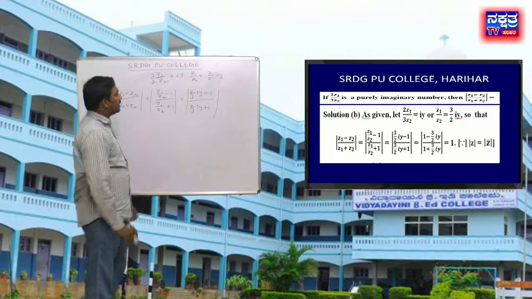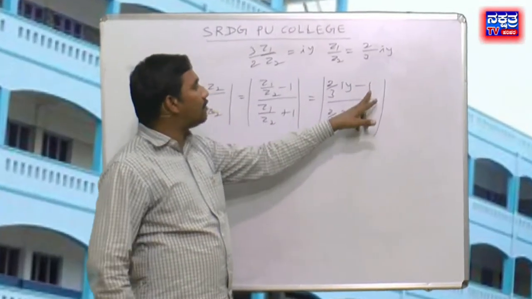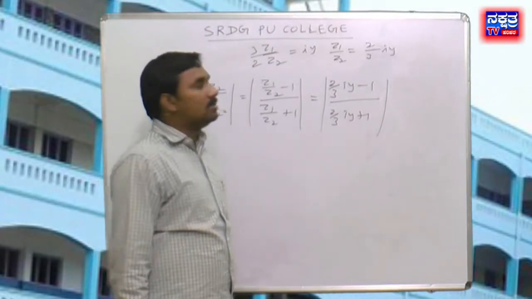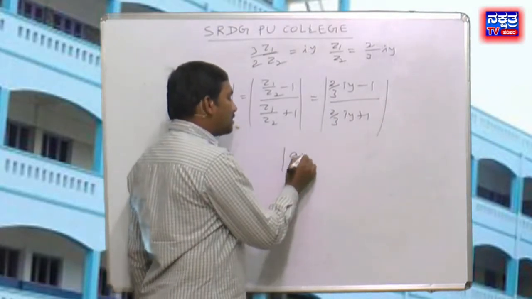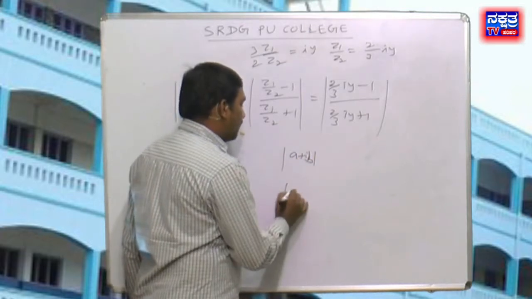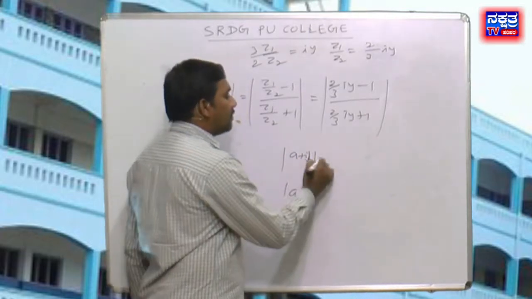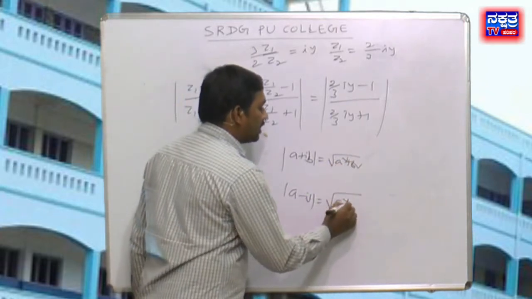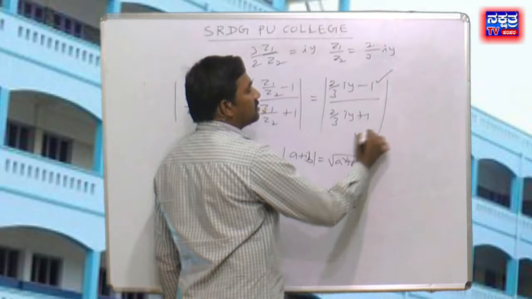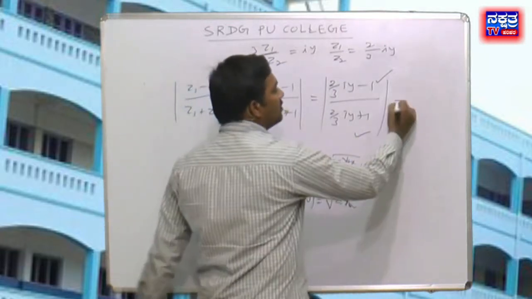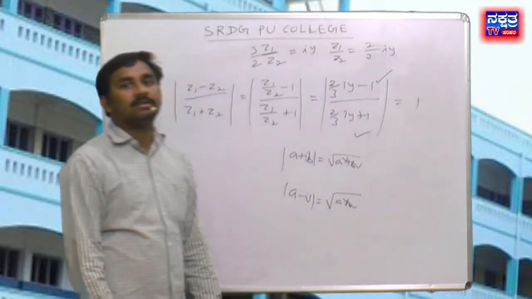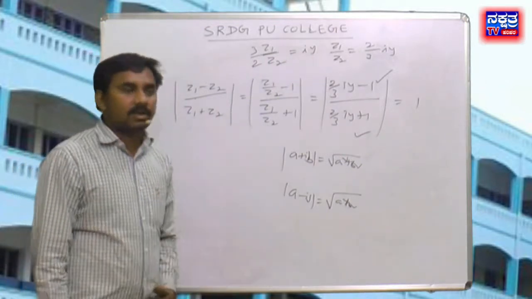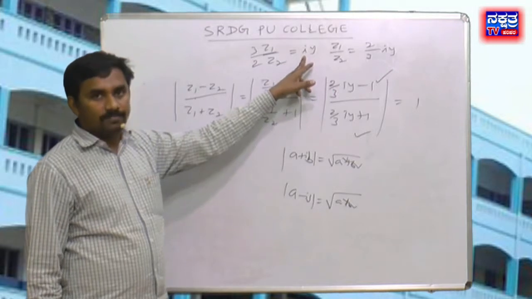So if you observe here, it is a complex number like a plus ib, and this is a complex number like a minus ib. So the modulus of a plus ib and the modulus of a minus ib are both the same, that is root of a square plus b square. That's why the modulus of both complex numbers is the same. So that's why we can take this. This answer is 1. Imaginary means we have to take iy, the product with i.